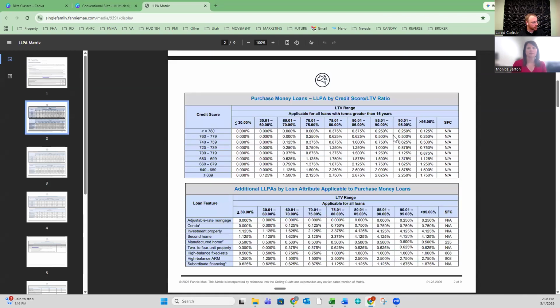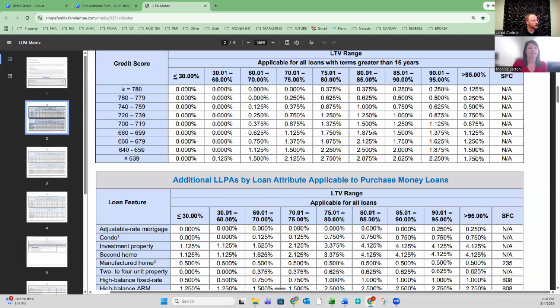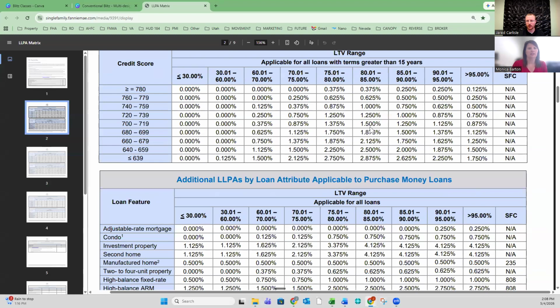So if I go down here a little bit, Jared, can you zoom in? Yeah. Perfect. Does that look a little better, or even more? Yeah. Okay. No, that's great.